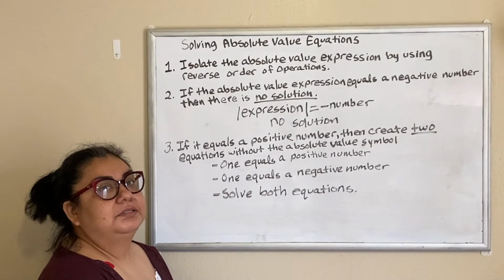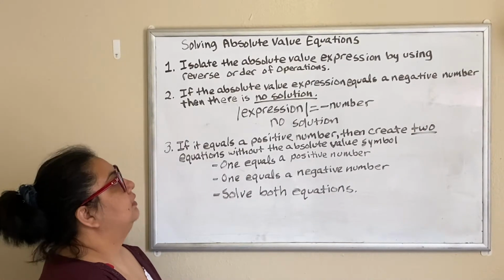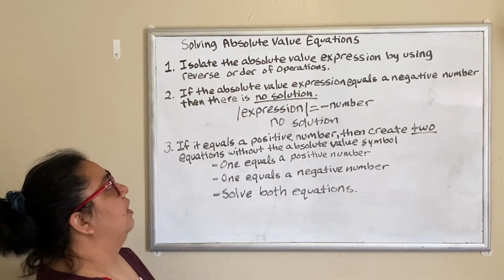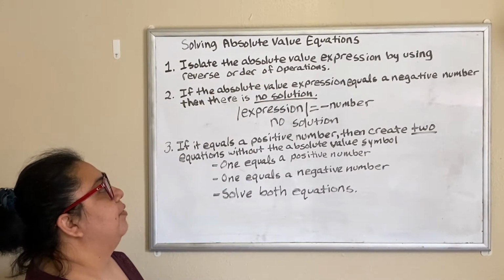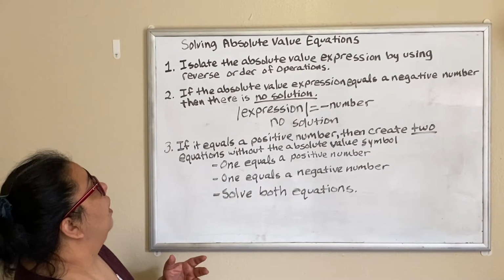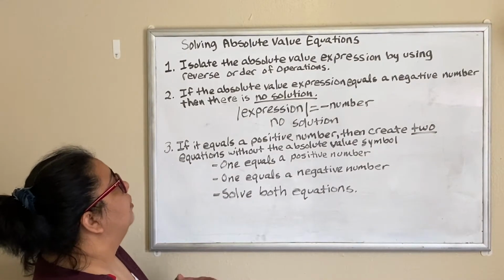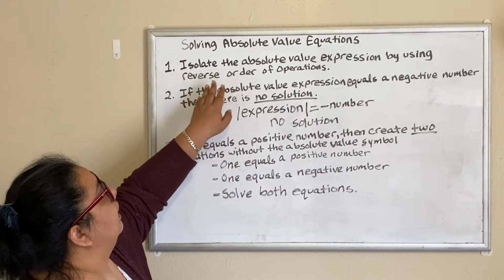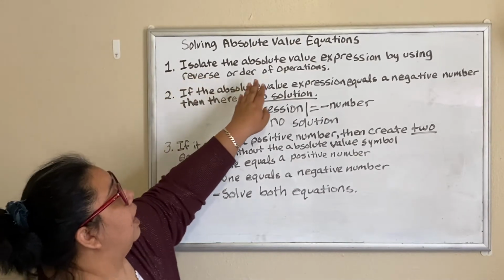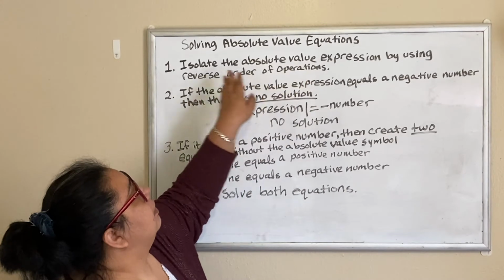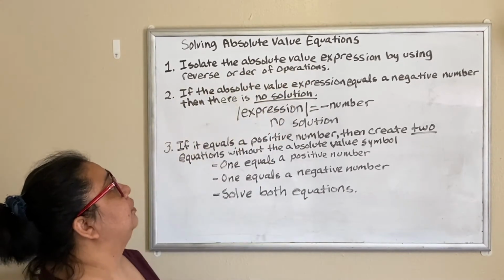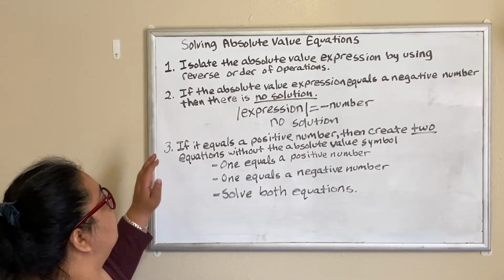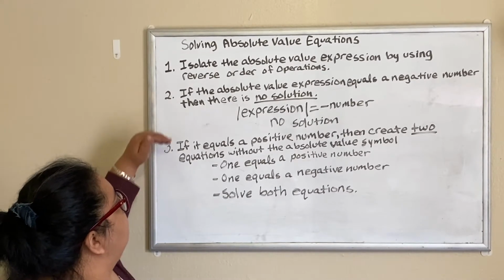Hello everyone, today is August 17, 2020, and today's lesson is going to be about solving absolute value equations. So there's a few things you need to know before we actually do some examples. When you're solving absolute value equations, first of all, you need to check, is the absolute value isolated? And if it's not, you need to isolate the absolute value expression by using reverse order of operations. And once you isolate it, there's either one scenario or another scenario.